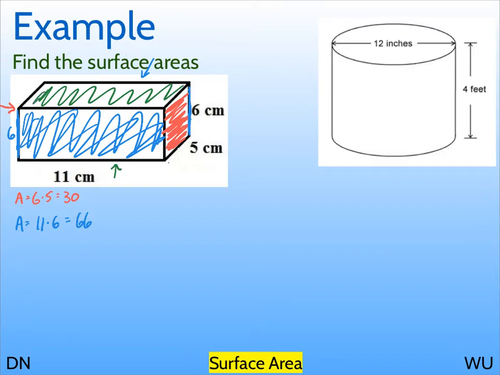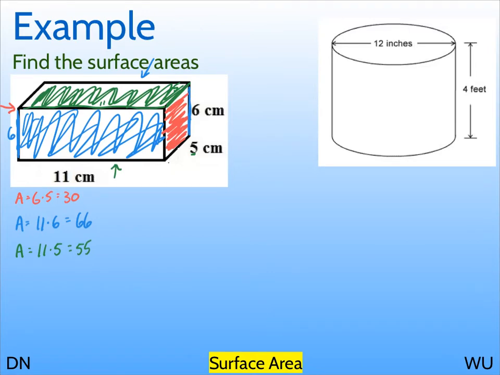And then for the area of the green, the top and the bottom, it almost looks like we have no measurements. But this 5 is the same as this. And the 11 right here is the same right there. So the area of the green part is 11 times 5, or 55.